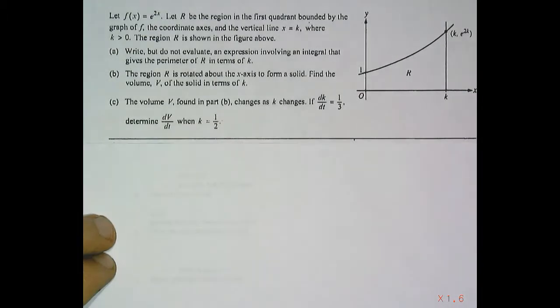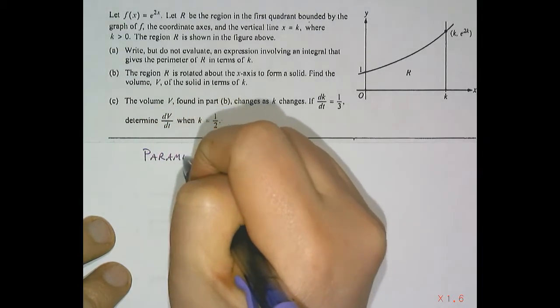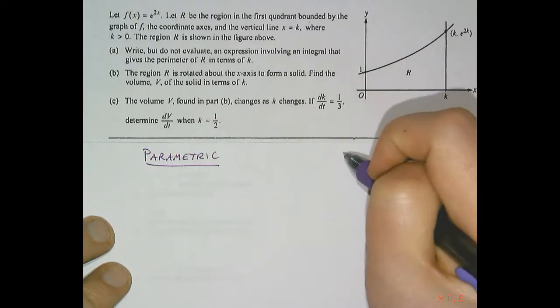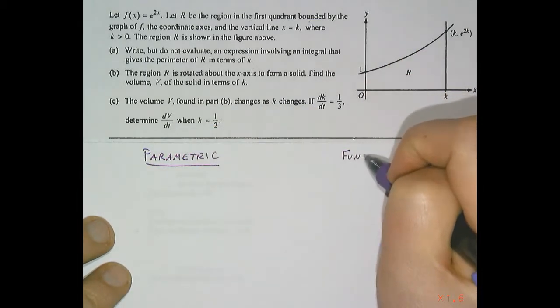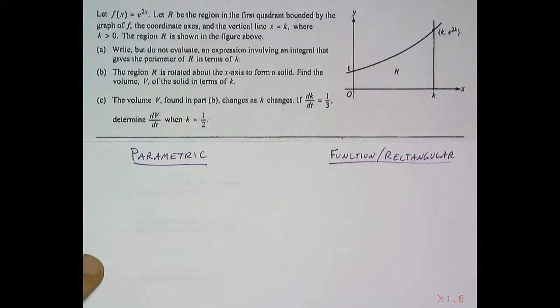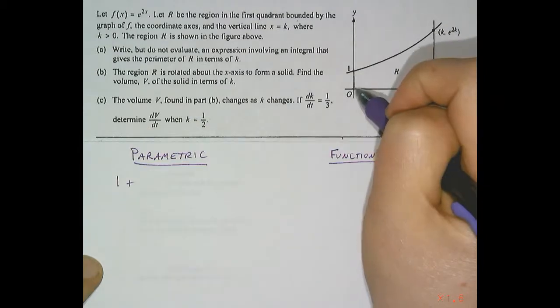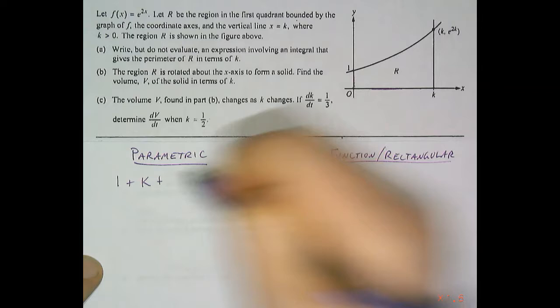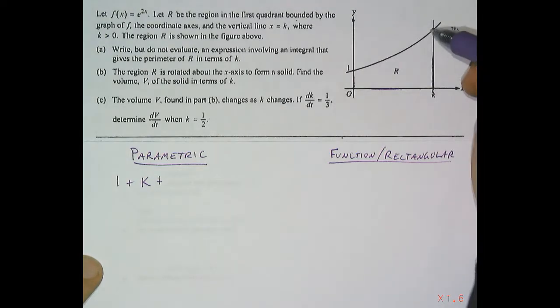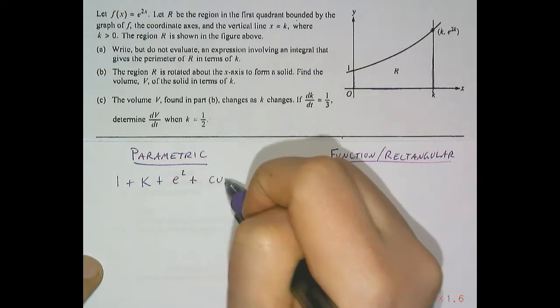Part A, it does ask us to do something. In Part A, there's two approaches. In class, we've learned the parametric approach, which ties very close to the function, or I should say the rectangular approach. So there's two different approaches. Our goal is to find the perimeter around the region. And very quickly you can say, well, the length of this side is 1, the length of the base is k units, the length of the right-hand side is the height, the y value, e to the 2k, and then the last piece is, what is the length of the curve?